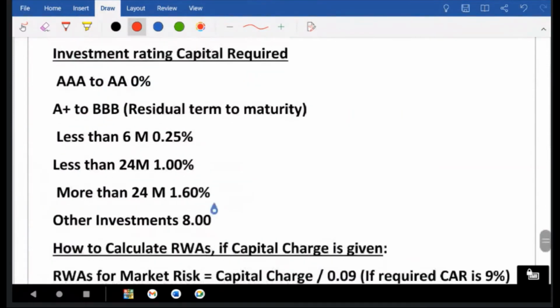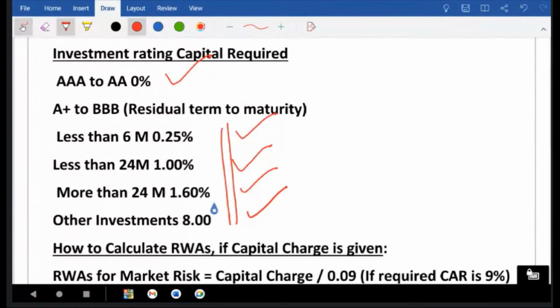So here's the one list that's given: investment rating and capital required. AA to triple A means it is 0%. A plus to triple B, residual term of maturity. This list is given here. Less than 6 months 0.25%, less than 24 months 1%, more than 24 months 1.6%, other investment 8%.